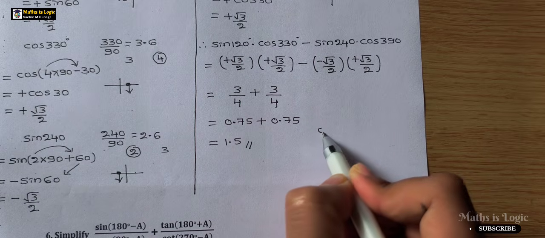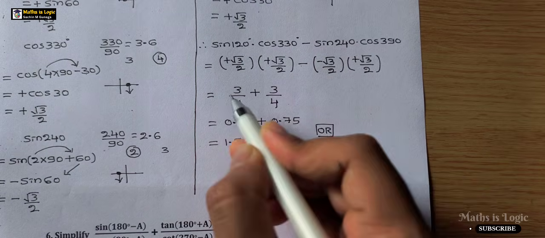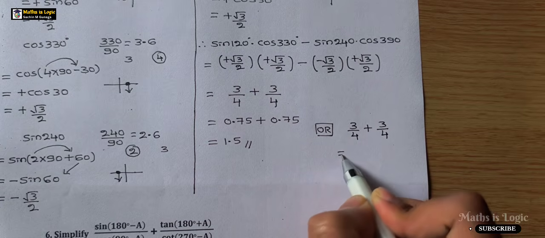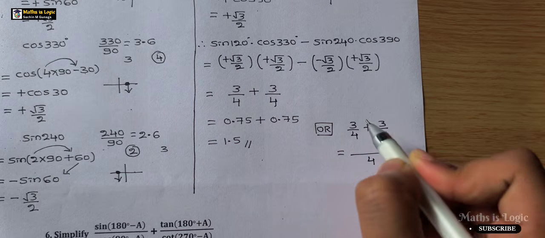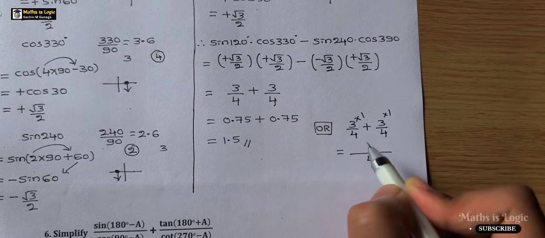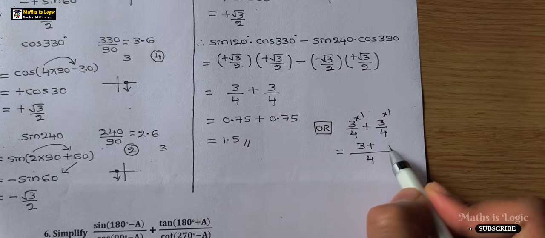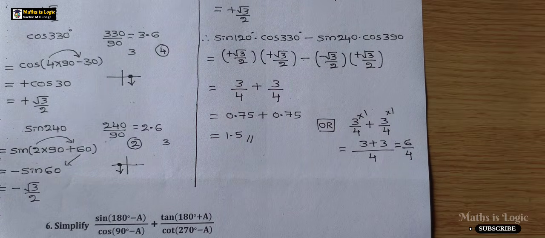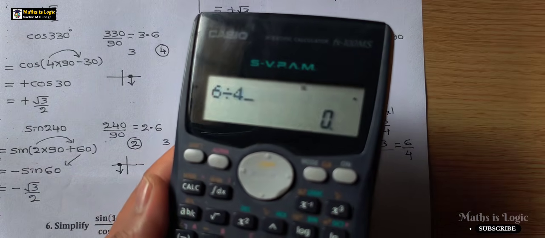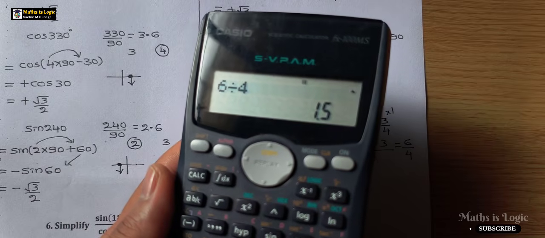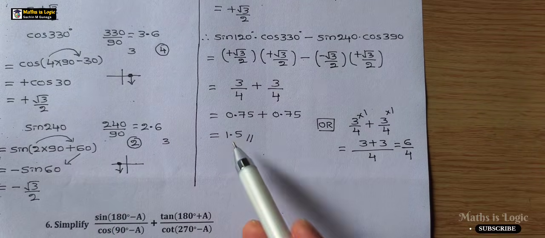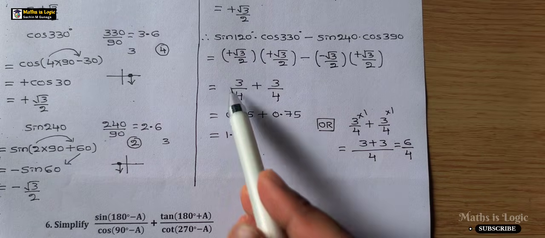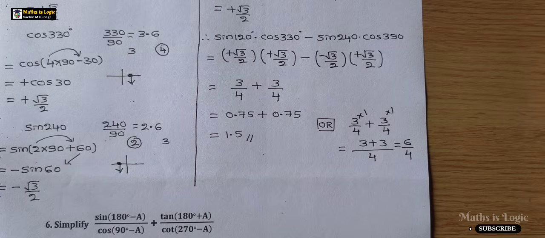Otherwise you can use the LCM method also. That I will show you. So 3 divided by 4 plus 3 divided by 4, LCM becomes 4. So multiply 1 by 1. 3 into 1 is 3, 3 into 1 is 3. So 3 plus 3 is what? 6 divided by 4. In the calculator, 6 divided by 4, how much is the final answer? 1.5. Same, 1.5. So either you can apply the LCM method, otherwise directly use the calculator. Both are same.